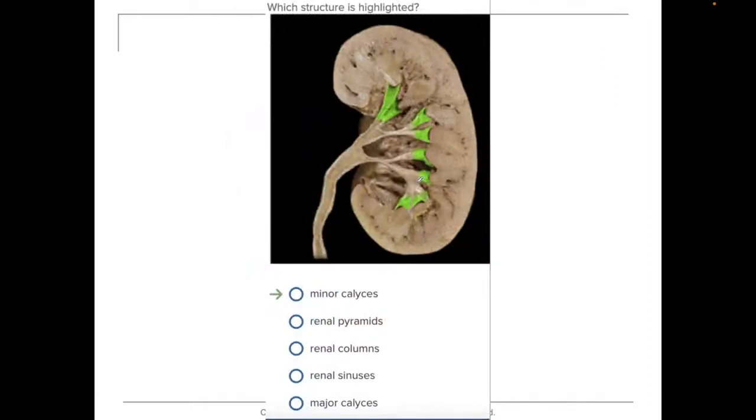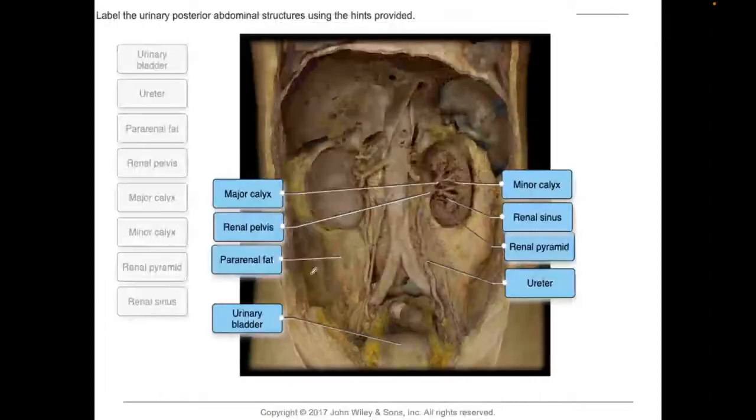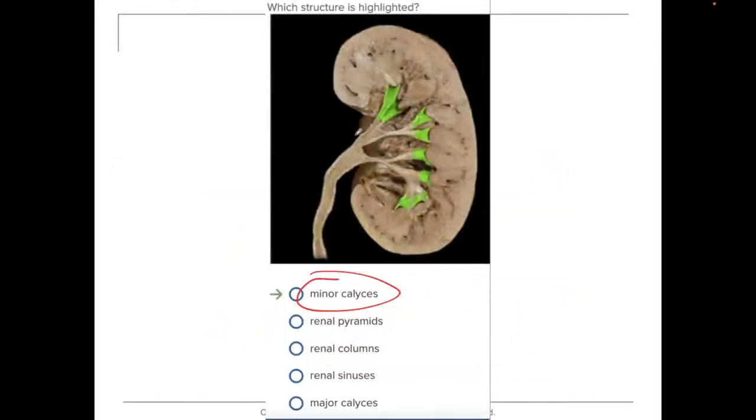And then the renal pelvis is what becomes the ureter. So what are the green highlighted areas here? Those are called minor calyx. What is this part here? That's a major calyx. What is this part here? That's the pelvis, or renal pelvis. And then what is this part here? That would be the ureter.